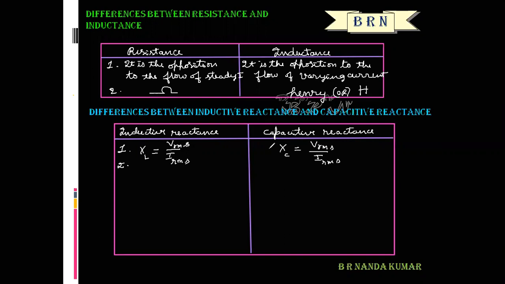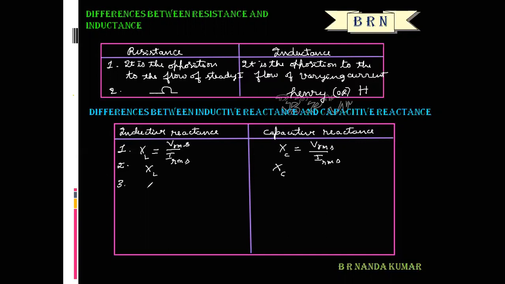So what is the meaning of capacitive reactance? Effective opposition offered by a capacitor to the flow of AC is called the capacitive reactance, or simply it is the ratio of the RMS value of voltage applied across the capacitor to the RMS value of current flowing through the capacitor. Inductive reactance is denoted by XL. Capacitive reactance is denoted by XC.